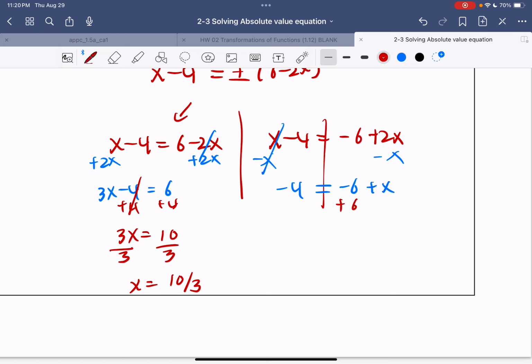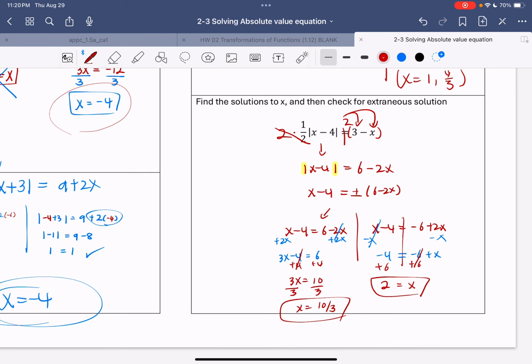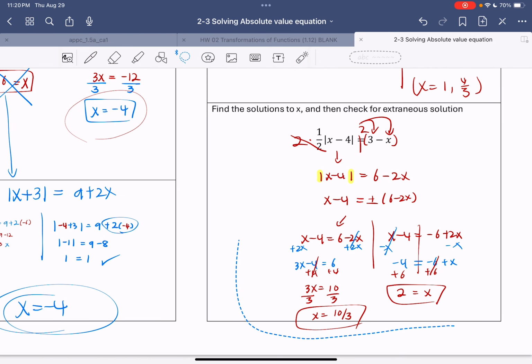By the way, guys, this is an excuse, but I did not make this question. I just got these questions from Carnegie, so blame them. So I got two answers here, but obviously we gotta check the answer.